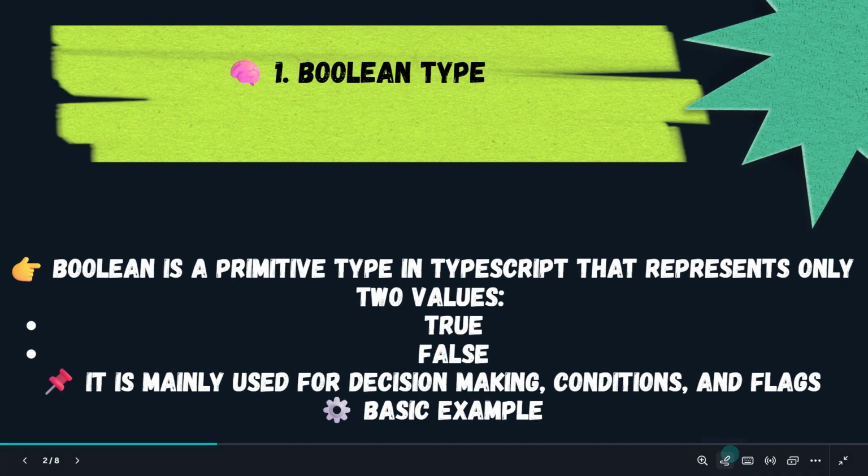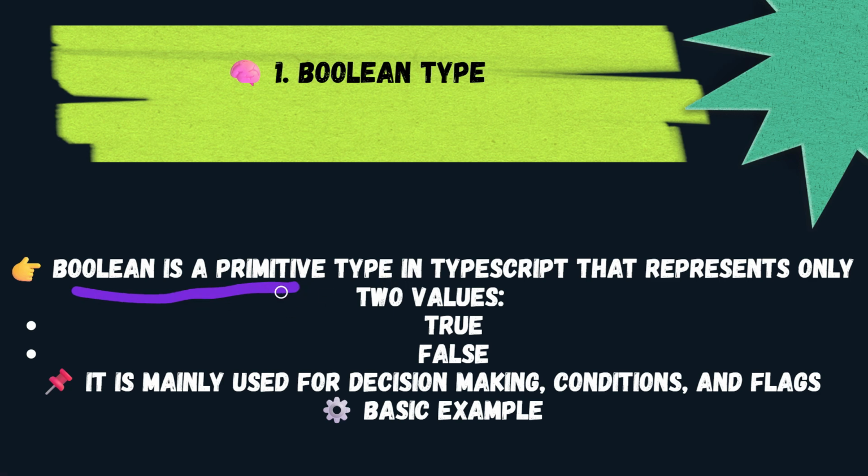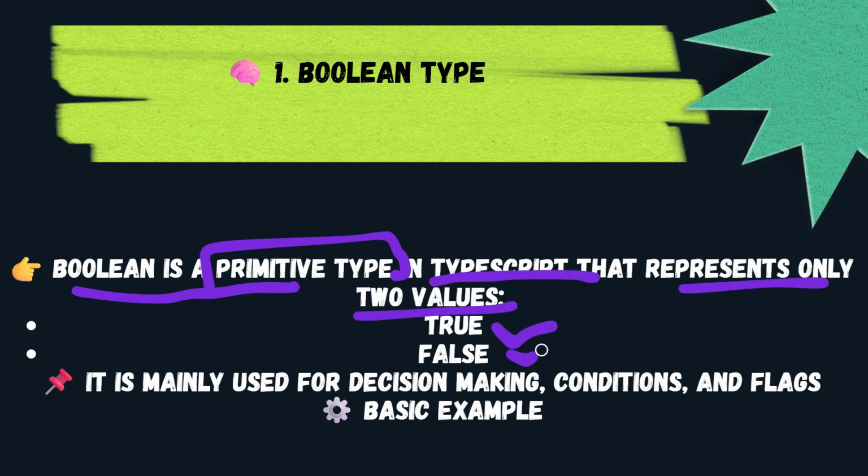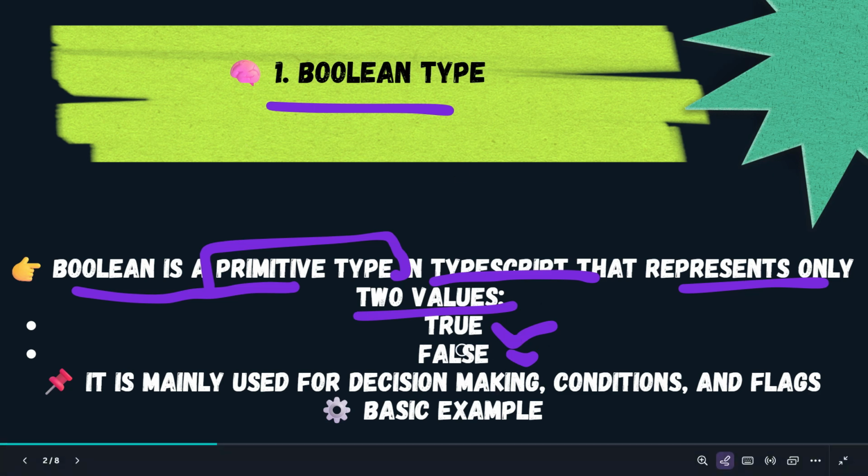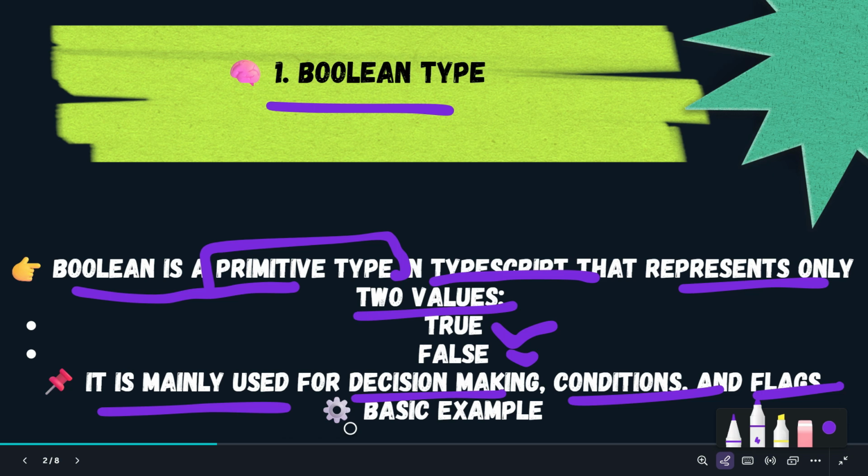What is a boolean type? Boolean is a primitive type. Primitive type means it stores single values. In TypeScript it preserves only two values, true and false. It is a boolean type, it only stores true and false. It is mainly used for decision making, conditions and flags, and we have an example for it.